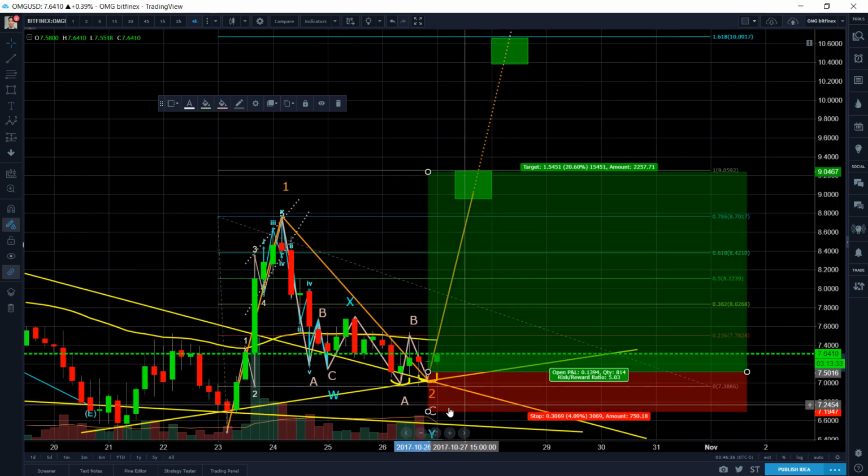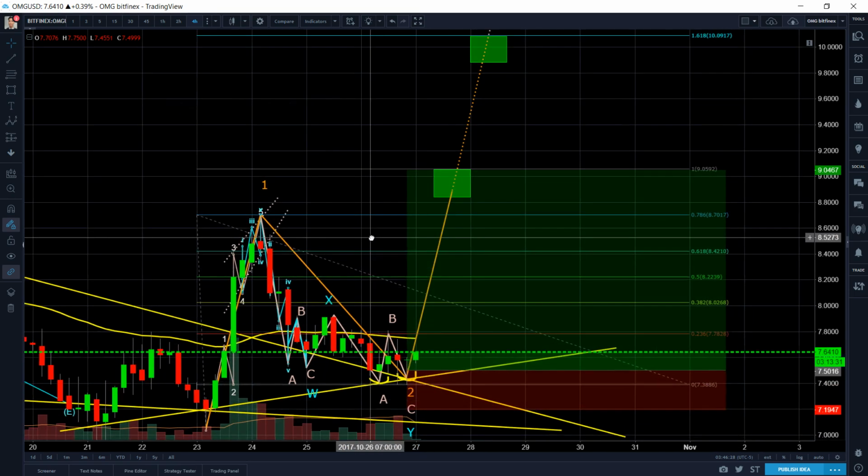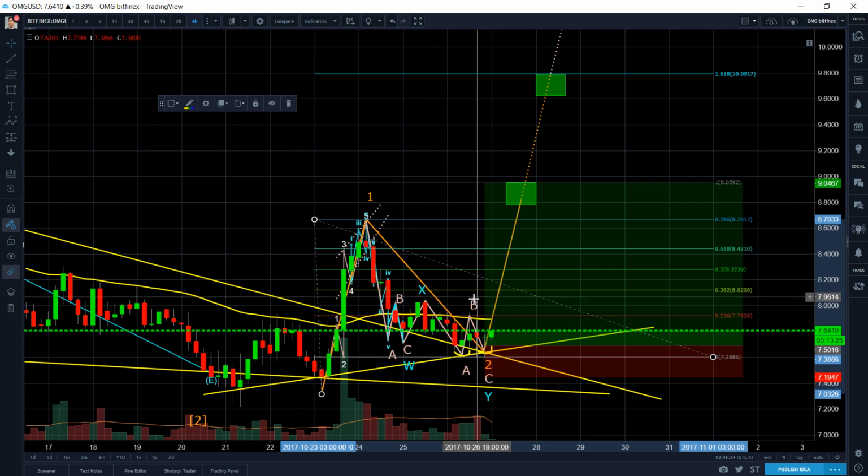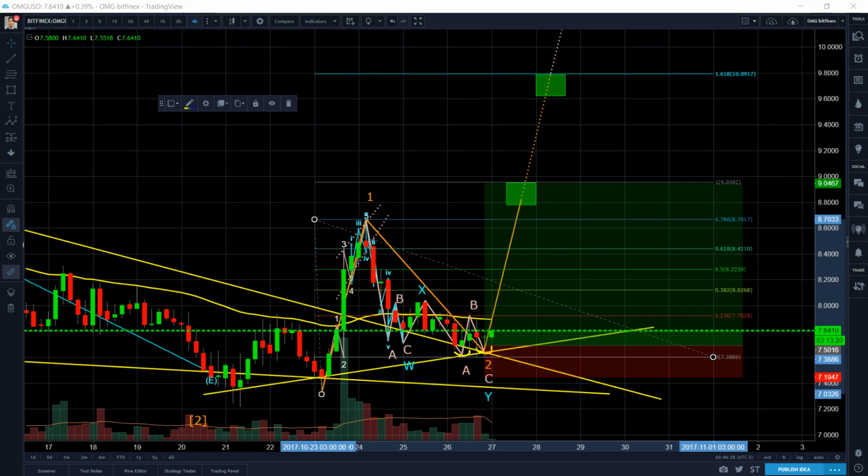Now, what are some of the worst case scenarios that can happen? Worst case scenario is that it actually ends up forming another WXY, where we call it a triple zigzag. Let me see if I can pull it up for you guys here. XYZ correction.